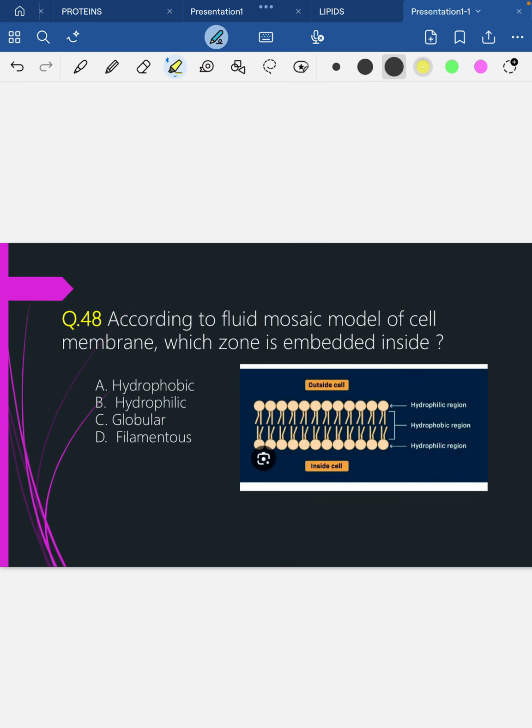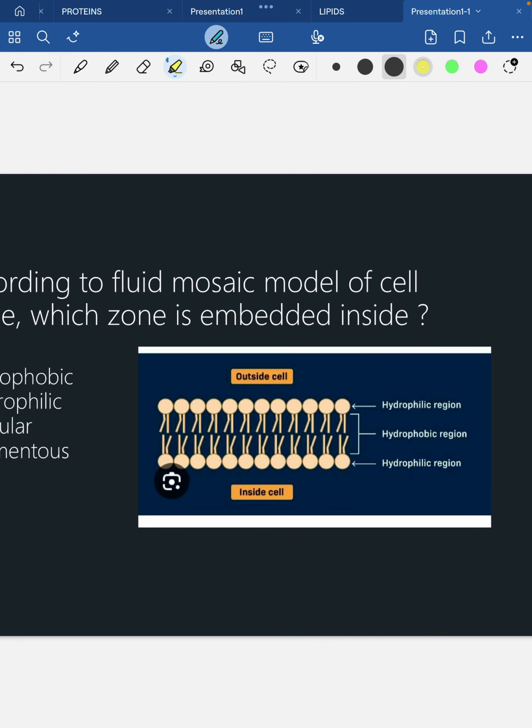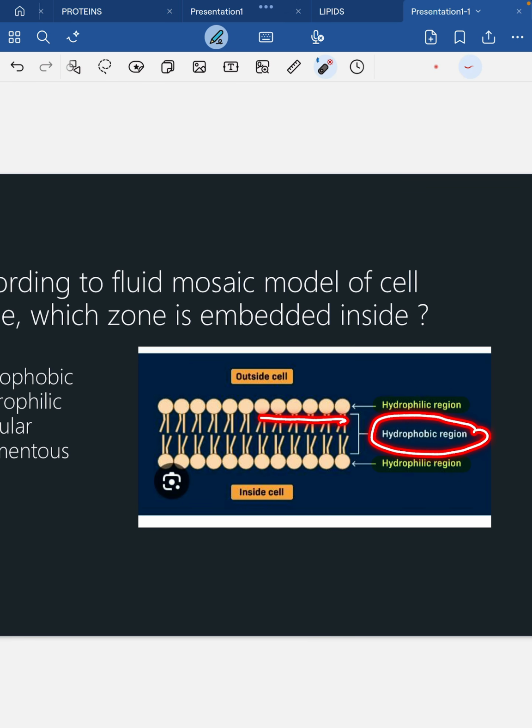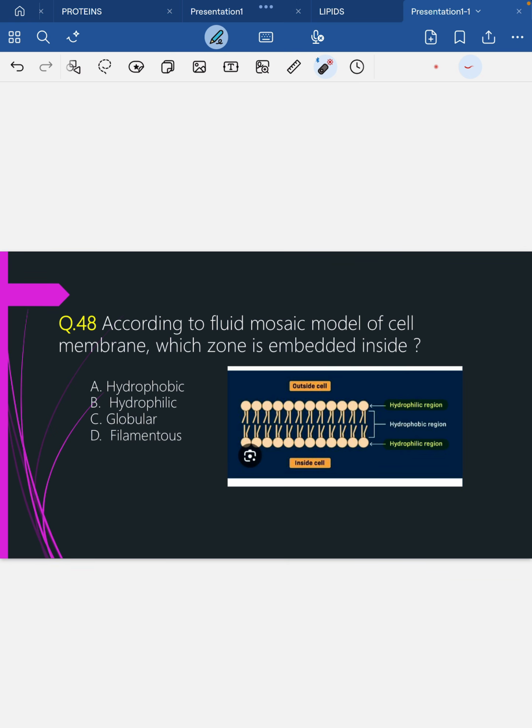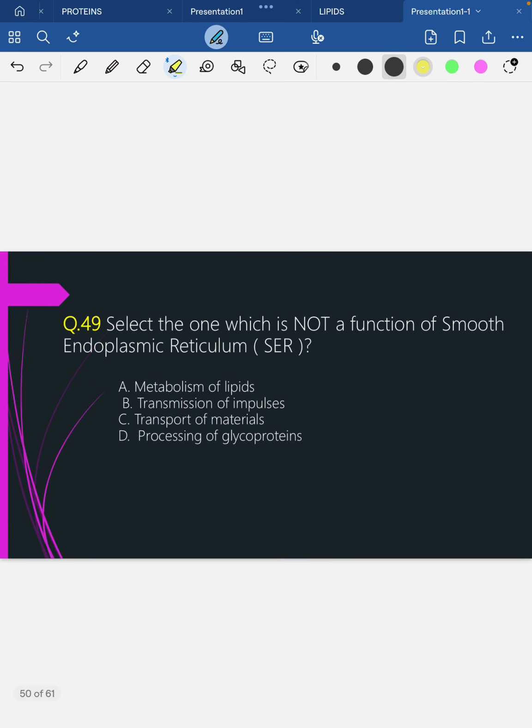48. According to fluid mosaic model of cell membrane, which zone is embedded inside? You can see here the hydrophilic region that consists of the heads of phospholipids, they are present on the surface, and which region is embedded inside? So here is the hydrophobic region, which consists of tails of the phospholipid, that is buried inside or embedded inside. So the answer will be hydrophobic.